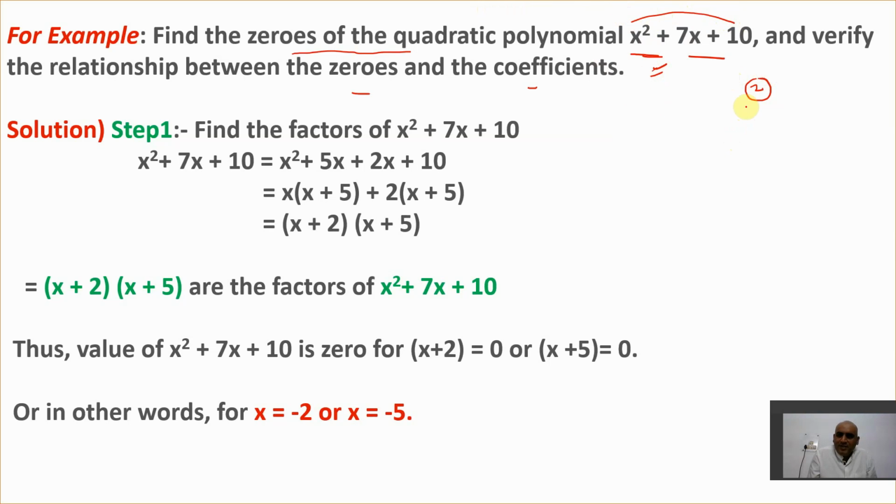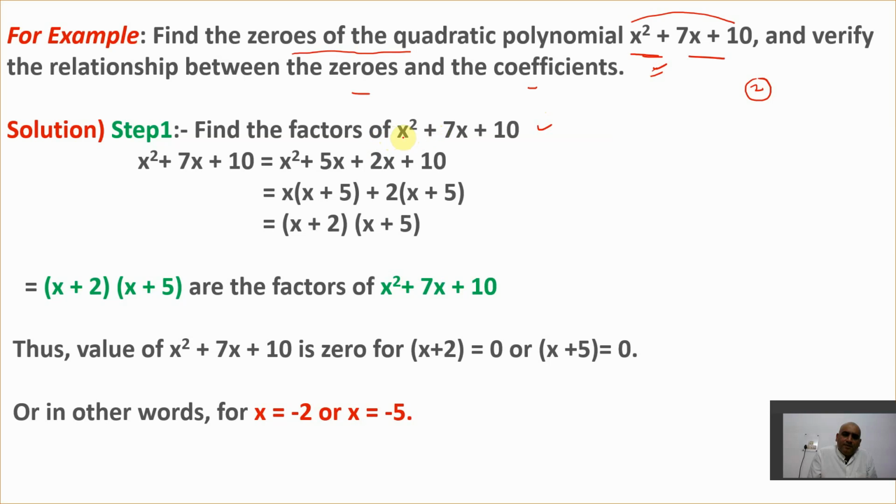So there must be two zeros for which this whole equation will become 0. That means there must be two values of x. Zeros are nothing but the values of x for which the full polynomial will become 0. So there will be two values for these zeros here. Now, how can I find these two values? You need to first of all factorize this.